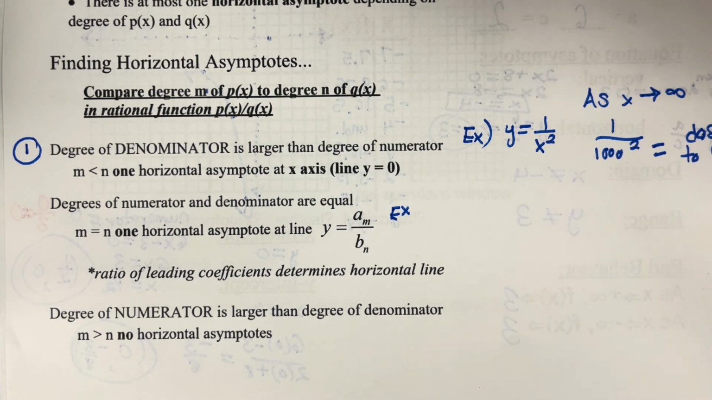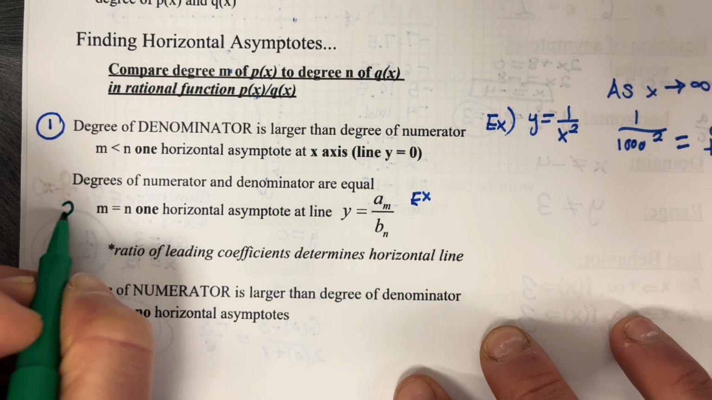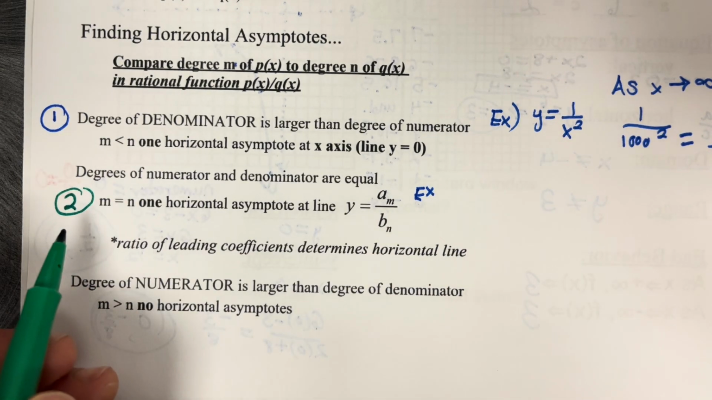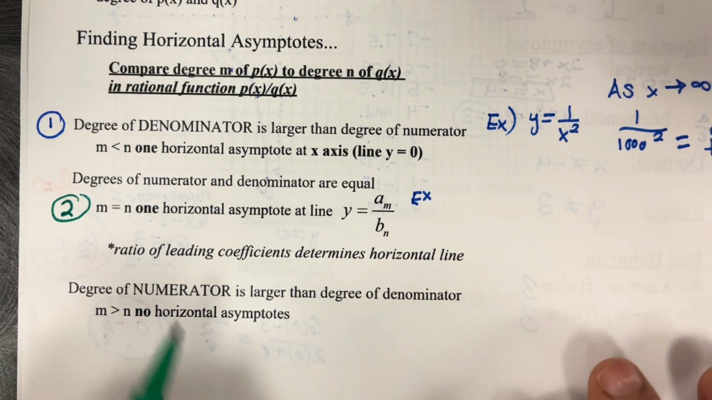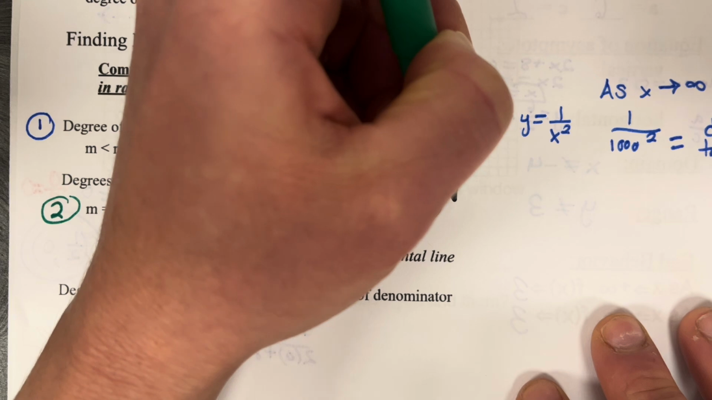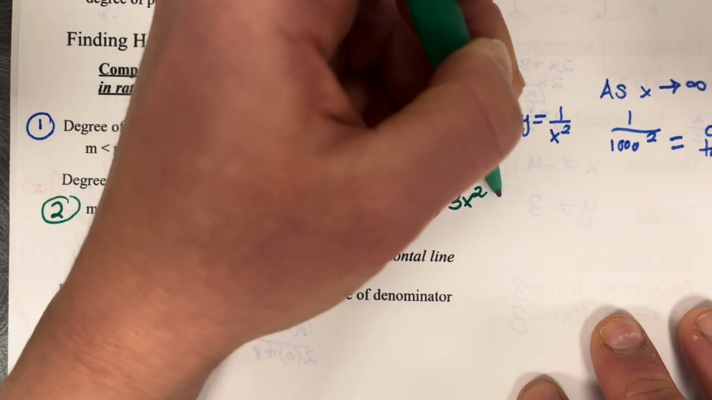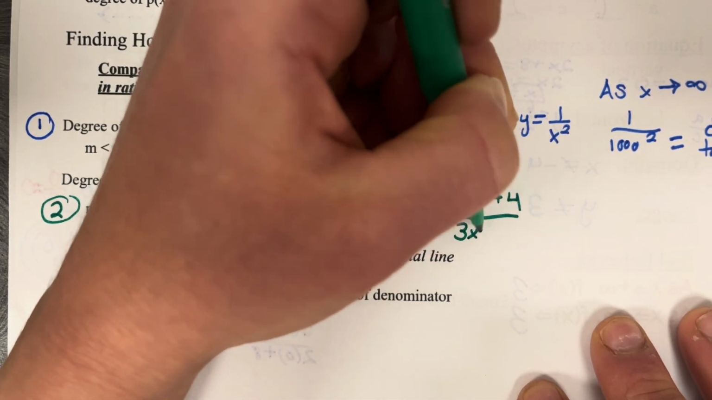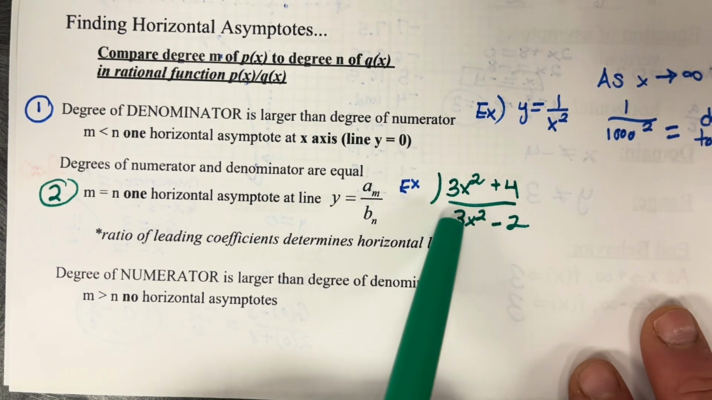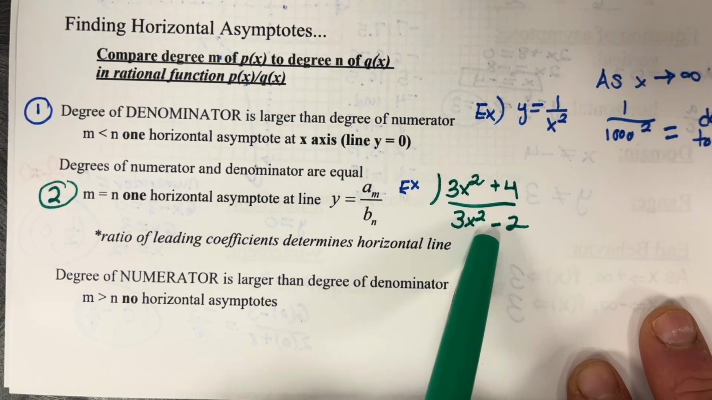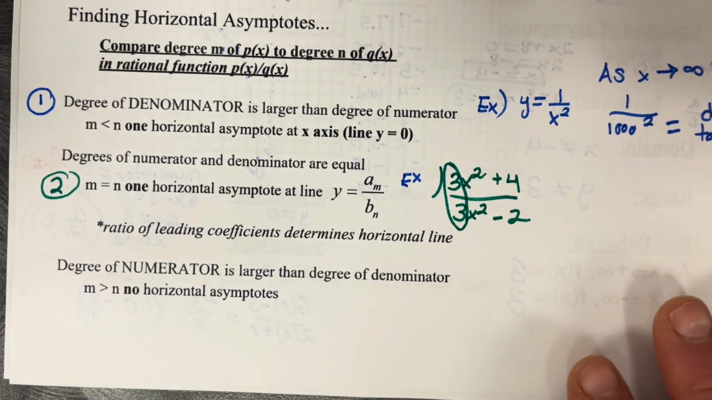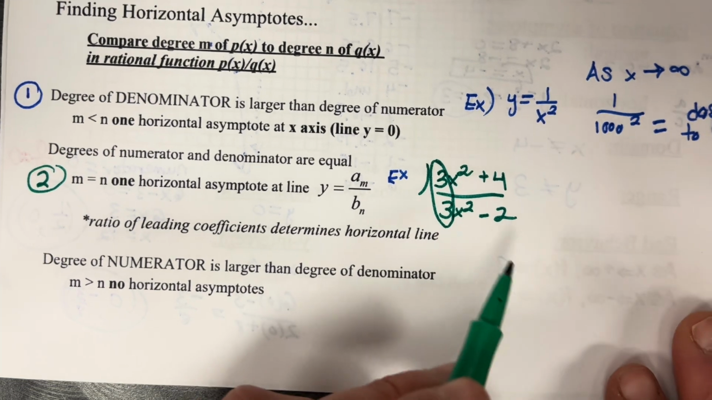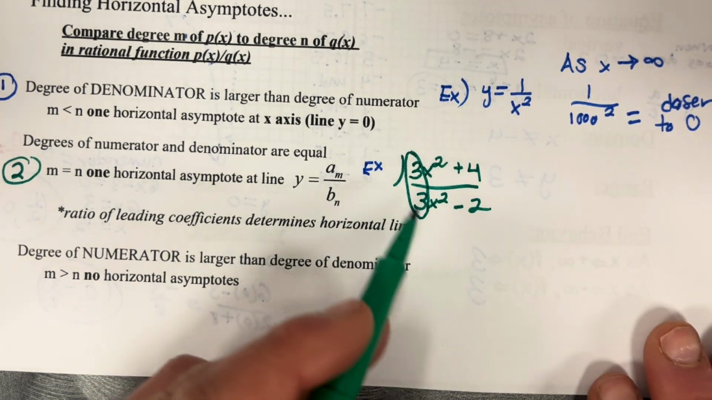Next we have number 2. You'll see where the degrees of the numerator and denominator are equal, and that's kind of like we just saw with y equals a over c, except this time it has a and b, and it could be something like this. 3x squared plus 4 over 3x squared minus 2. Since they have the same degree, x squared on top and bottom, that means that the ratio of the coefficients in front of x squared are going to give us the end behavior.